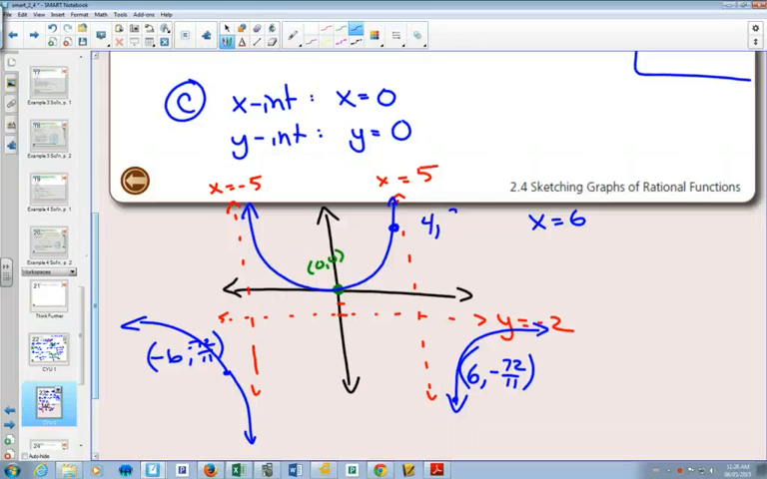I can plug that point in if I'd like, and similarly, I'd get the same thing on the other side. So then I've got more points, and I'm more confident that that's how my graph is going to be. And then I just draw my curves so that it approaches the asymptotes.